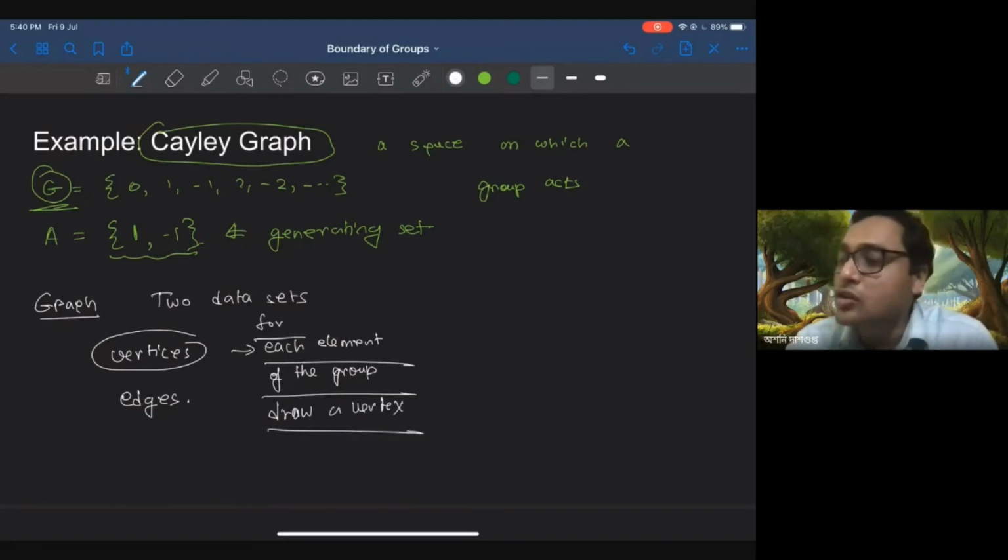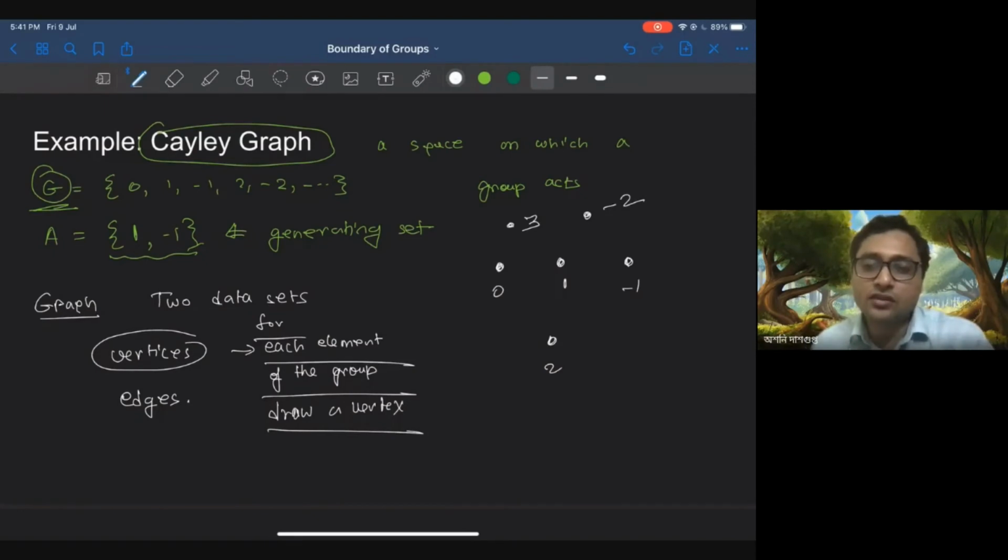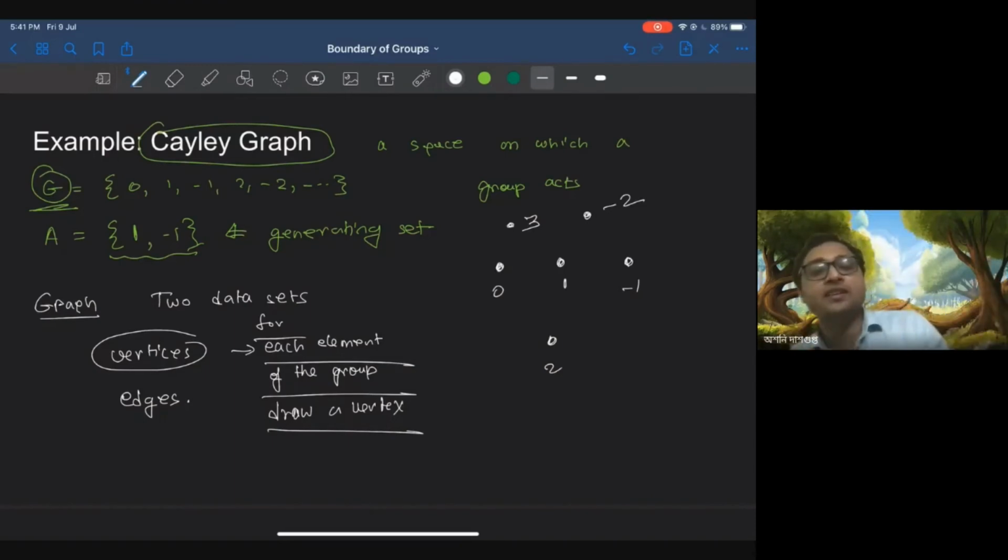So for 0, draw a vertex. For 1, draw a vertex. For -1, draw a vertex. For 2, draw a vertex. For -2, draw a vertex. For 3, draw a vertex. Like this. Okay. I sort of did not draw it like a straight line. Maybe you are having a straight line in your mind, but I did not draw it deliberately. I'm just saying that for each point in the group, you draw a point.